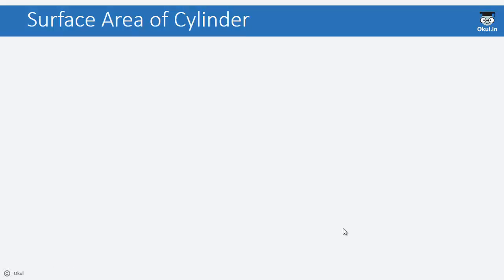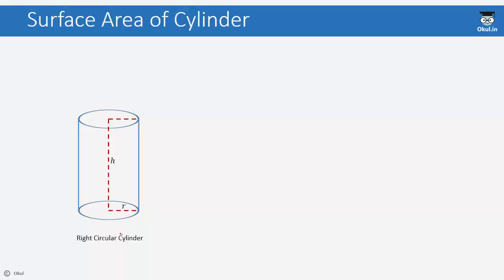Now let us learn about cylinders. Now what is a cylinder? This is what a cylinder looks like. It has a base and it is made up of circles stacked over one another. So this kind of cylinder is called a right circular cylinder.